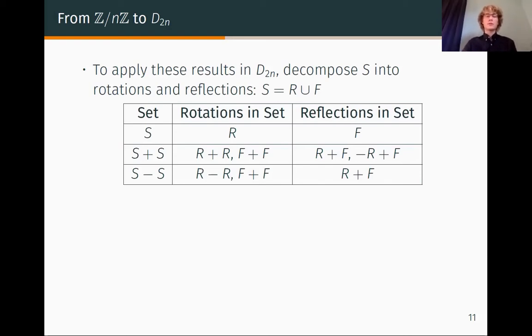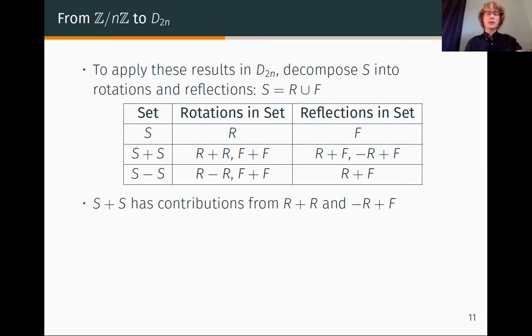When we look at this, we see that there are actually some sets that are shared between S plus S and S minus S. The unique contributions are that S plus S has contributions from R plus R and negative R plus F, whereas S minus S has contributions from R minus R. So we can see here that S plus S gets unique contributions from two different sets, whereas S minus S gets unique contributions only from one set.